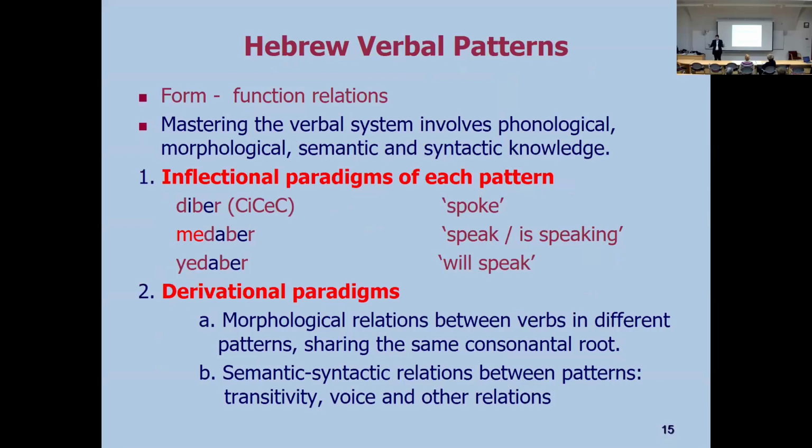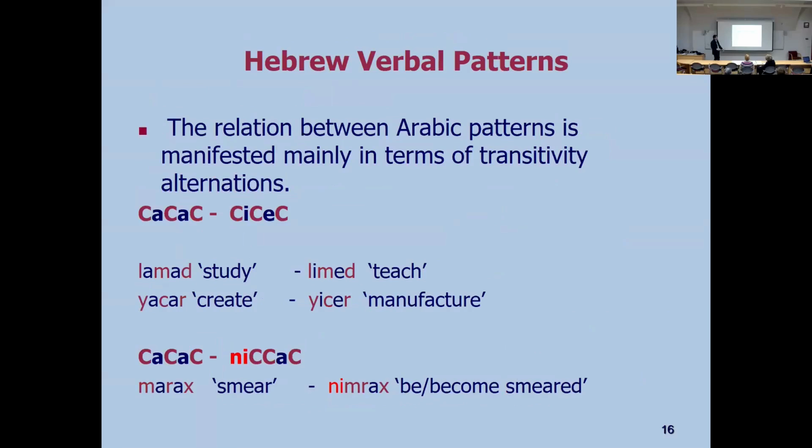What does it mean to master the verbal patterns of Hebrew and also Arabic? You also have to master the inflectional paradigms of each pattern. So if we take, for example, the verb diber in the pi'el pattern, diber is the past form, spoke, medaber with a prefix is the present participle, speak or is speaking, and yedaber is the future. So you have to master the inflectional paradigm of each pattern with respect to vowels, affixes, etc. And you have derivational paradigms. You have the morphological relations between verbs in different patterns that share the same consonantal root, and also the semantic-syntactic relations between them, which can be about transitivity, voice, but also other semantic relations. I'll demonstrate it. As I said, it's not always transparent.